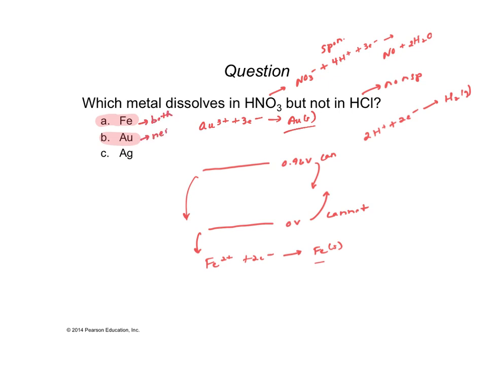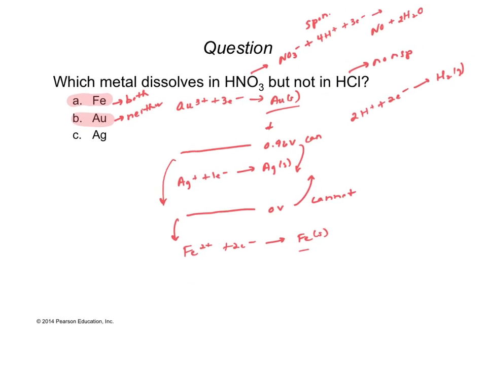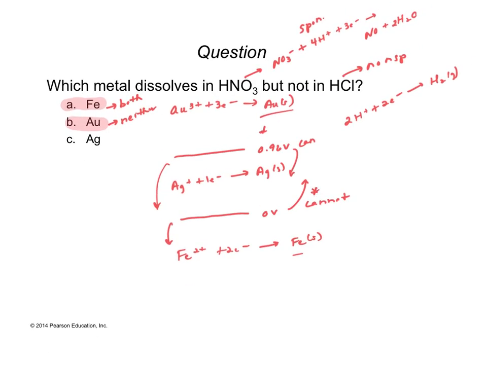Then finally we get to silver, silver going to solid silver, which is right in between the nitric acid couple and the normal standard hydrogen electrode couple. So it is below the nitrate couple, so it can be oxidized by nitric acid, but it's above normal HCl, so that is not a spontaneous process. It cannot be oxidized by standard HCl. So the answer here is silver, and again, it's just based on the position in that standard reduction potential table.